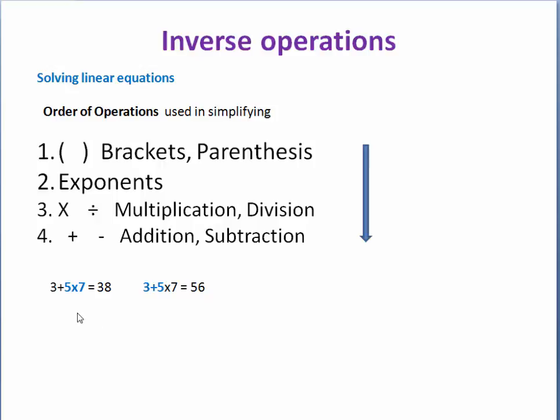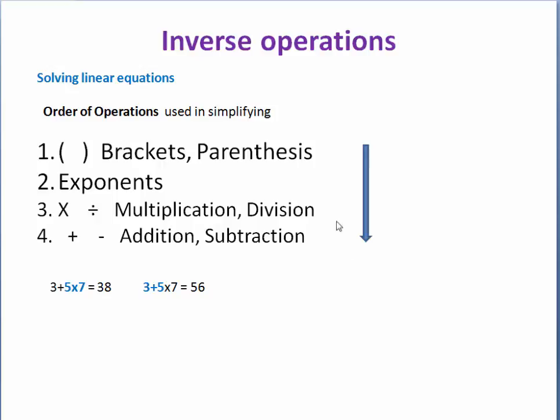So if we have a calculation like this one here, 3 plus 5 times 7, if we do our 5 times 7, or 5 multiplied by 7 first, we get 35. 35 plus 3 equals 38. If we do 3 plus 5 first, which is 8, 8 times 7 is 56. We've not done anything wrong, but we've got different answers. So which one is right? Well, this one is right.